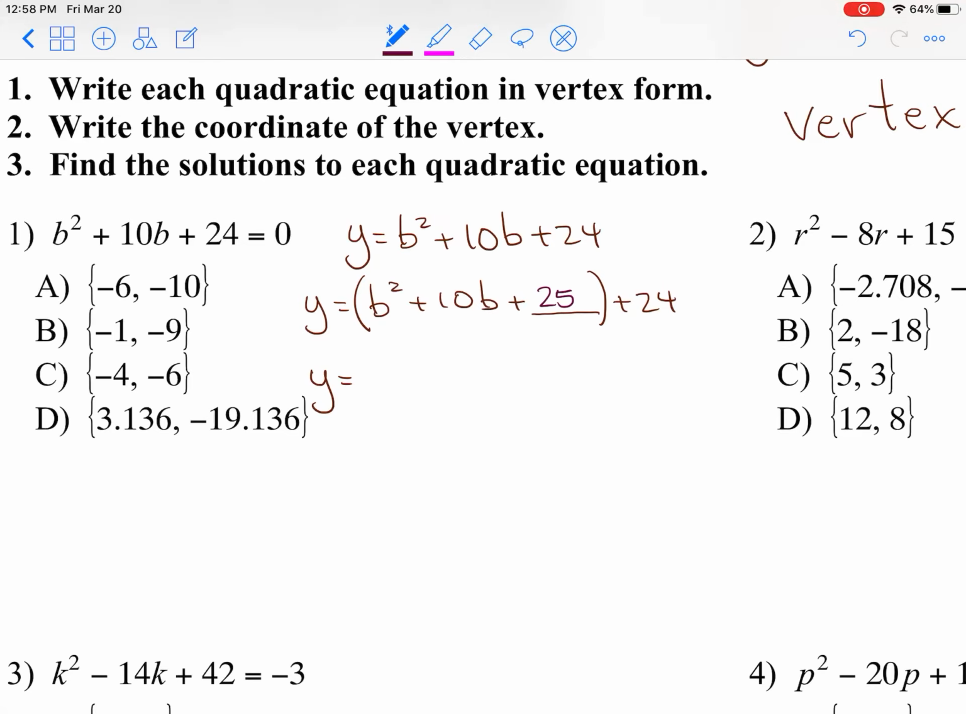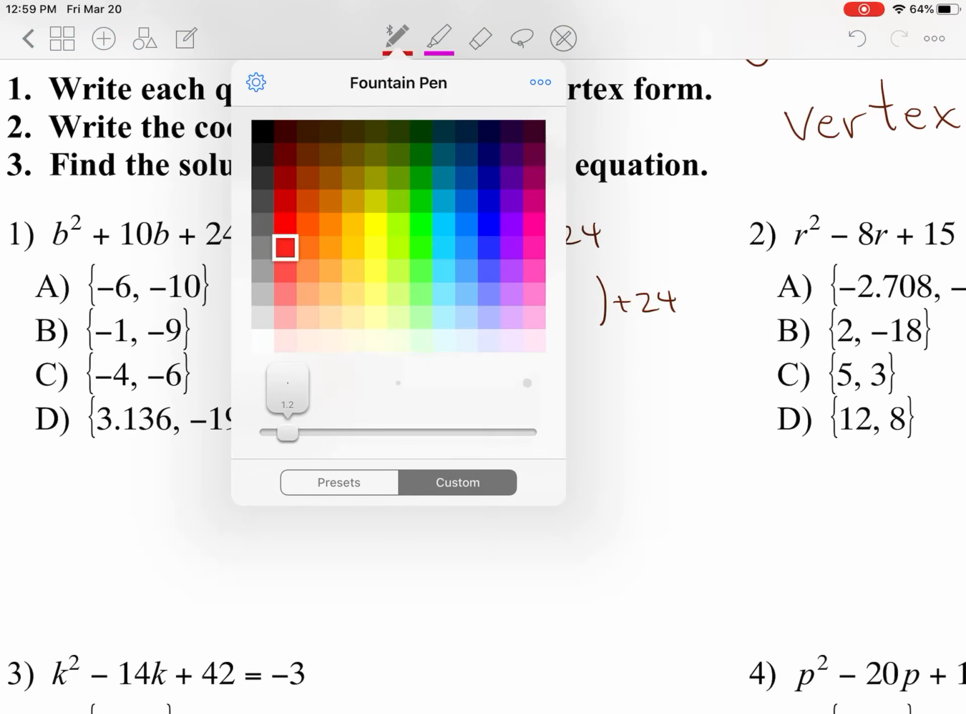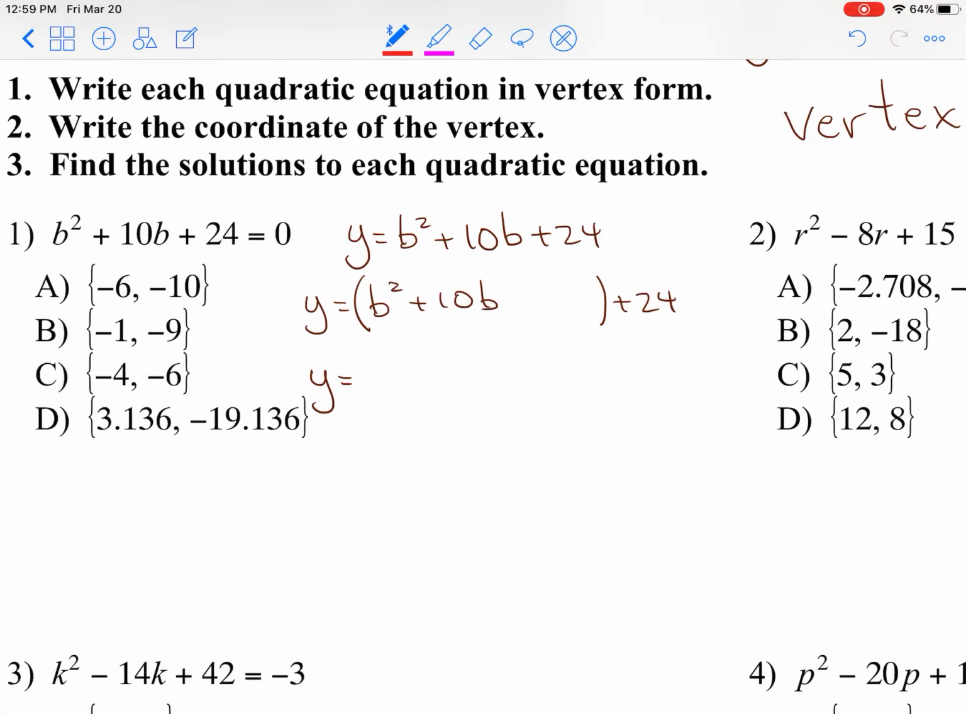Now, we're on one side of an equation here, and that number really didn't stick out a whole lot, did it? I was hoping it was going to stick out better than that. All right, so let me go to a different color here. Let's get something that sticks out a little bit different than the black. Okay, so half of that 10 was 5, squared is 25. There we go.